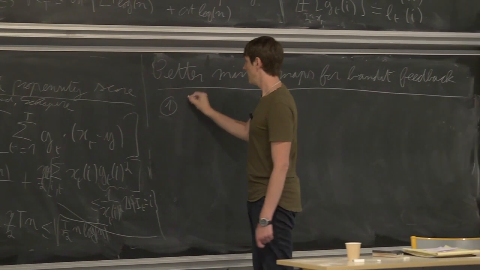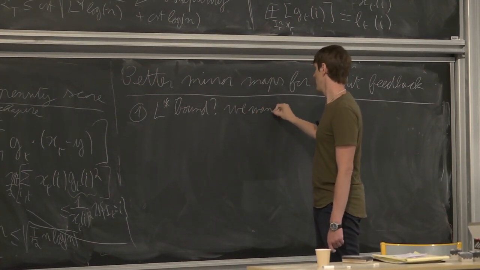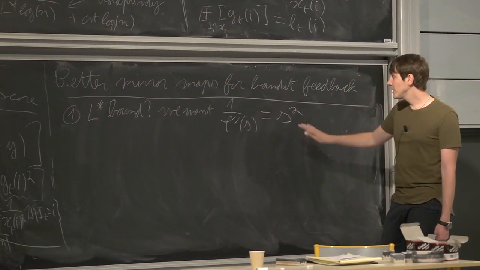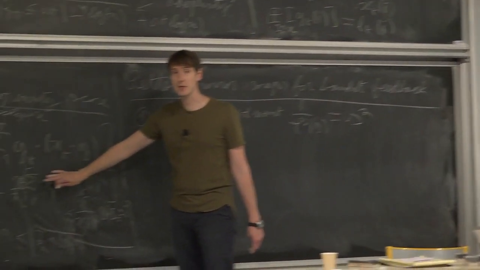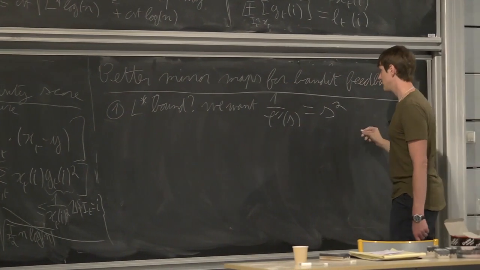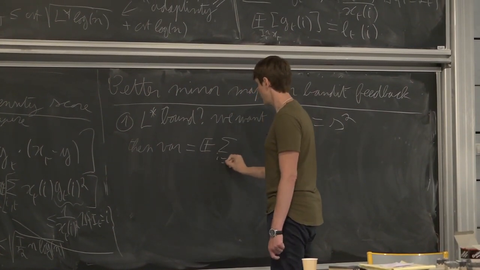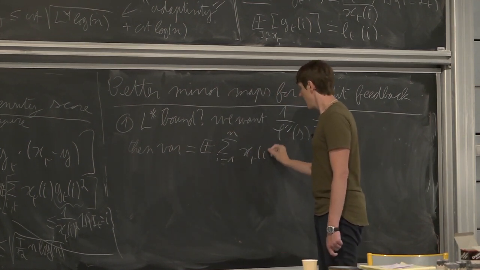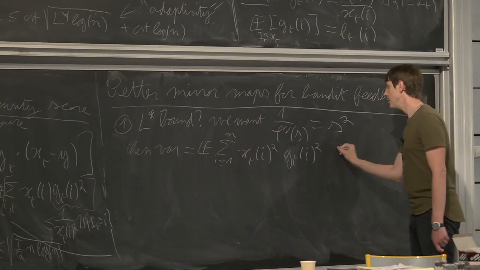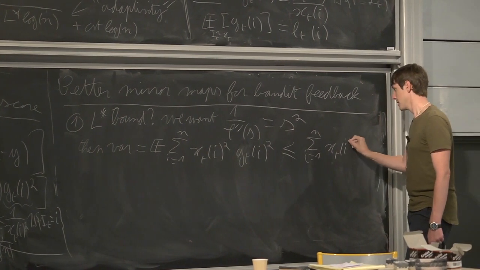Okay, so let's do it. So, an L star bound. We want 1 over phi double prime of s to be s squared. Right? If we get that, then we will get that this term, in expectation, is exactly going to be L_T, just like it was here. Because then the variance term, which is the expectation of the sum for i equals 1 to n of x_t,i squared over phi double prime times g_t,i squared, is going to be bounded by the sum for i equals 1 to n of x_t,i times l_t,i squared.